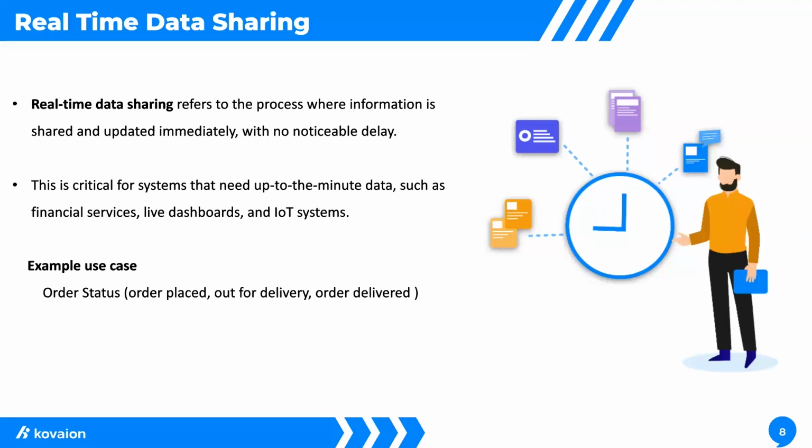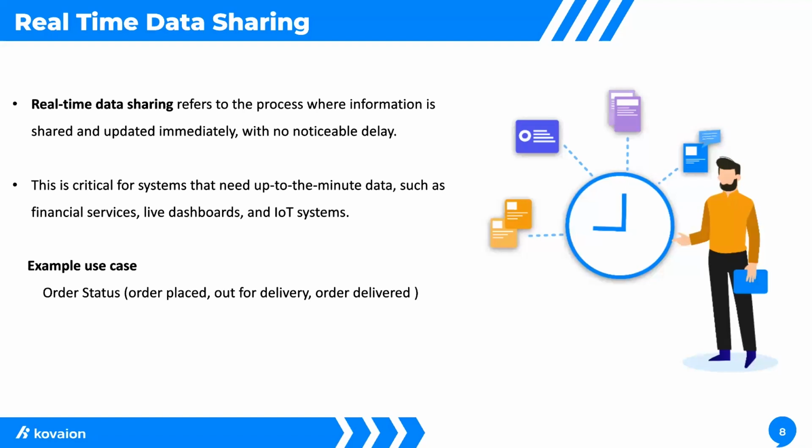So, real-time data sharing. Here I will take one example. Imagine you are ordering your food through a delivery app. The app provides real-time updates as your order progresses. For example, order placed: as soon as you place the order, the app shows it has been received by the restaurant. And then it will be out for delivery: once the food is prepared, the app updates to show the delivery person is on the way. And then order delivered: when the delivery is completed, the app instantly updates the status to show the order is delivered.